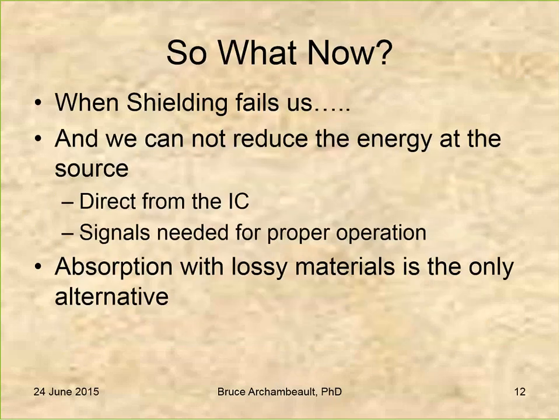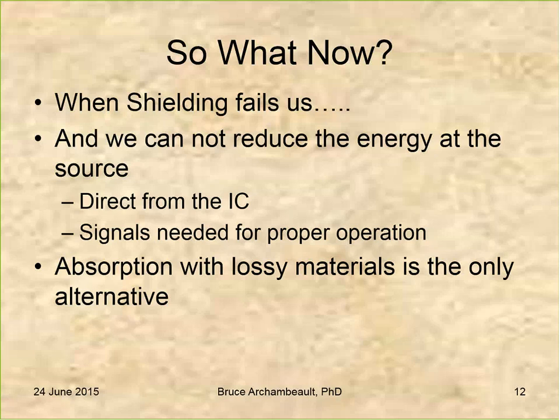And so when shielding fails us, well, obviously we can reduce the energy at the source, but oftentimes the signals, the rise times and so forth are needed for proper operation. We can't just tell the designers, sorry, you can't operate a 10 gigabit link or a 12 gigabit link for now. And I know that many companies are shipping 10 and 12 gigabit systems and planning to do so with 25 gigabit systems in the near future.